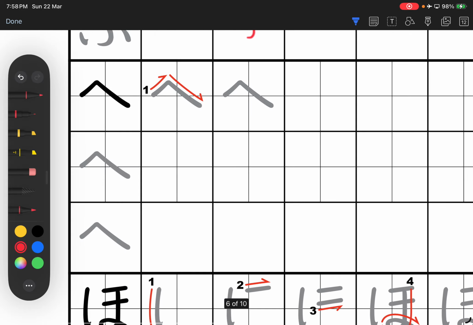Next is he. He. H-E sound. 1, 2, very easy. 1, 2. Go up, come down. So this guy, 90% of the time, we also read it as e. Just an E sound. Right. You all practice writing first. I will explain.